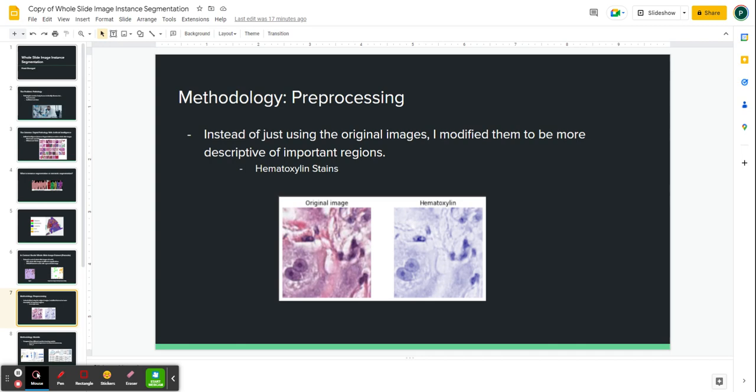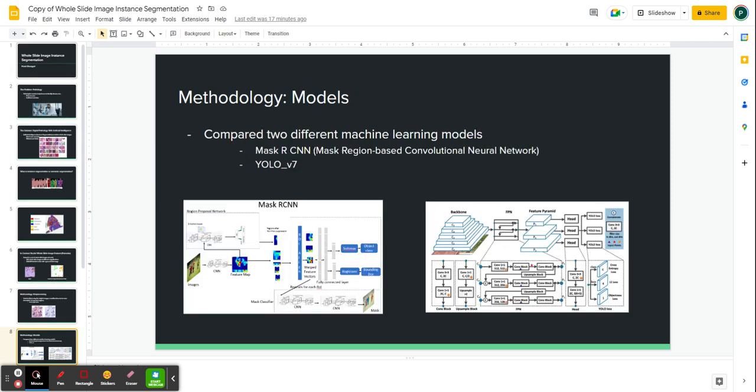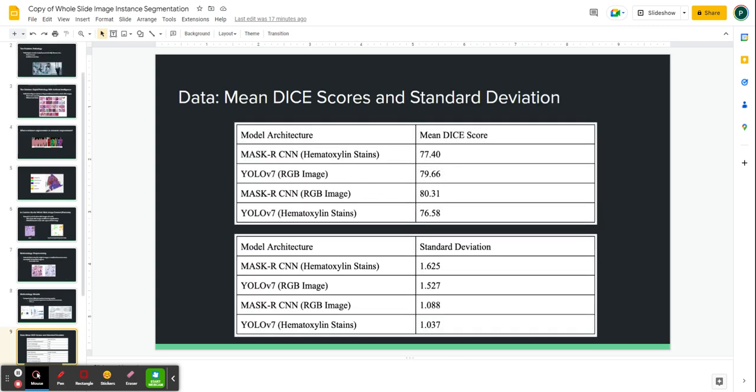For pre-processing, I created 2 sets of images. The first is the normal RGB image that we got from the dataset, and the second is the hematoxylin intensified image, in hopes of getting a more informative image to pass into the model. I used 2 models, MaskRCNN, which is known as a mask region-based convolutional neural network, and YOLO V7. Both these models go through an image and try to label it as a certain class. Each pixel is a certain class.